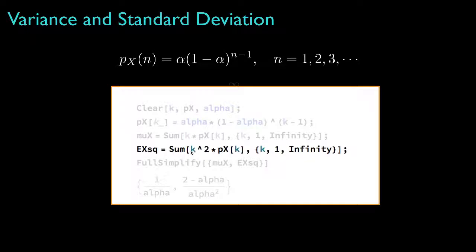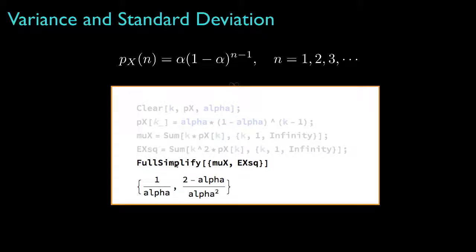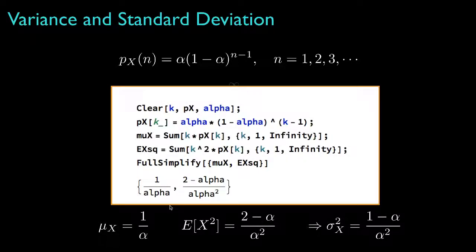The second moment, very similar, with now the summation of k squared times the probability mass function at each of those values. Once I've computed those, I can ask Mathematica to display them for me in fully simplified form, and I find that mu x, or the mean, is 1 over alpha, and the expected value of x squared, or the second moment, is 2 minus alpha over alpha squared. Now from those, I can also get an expression for the variance, and the corresponding standard deviation would be the square root of that.